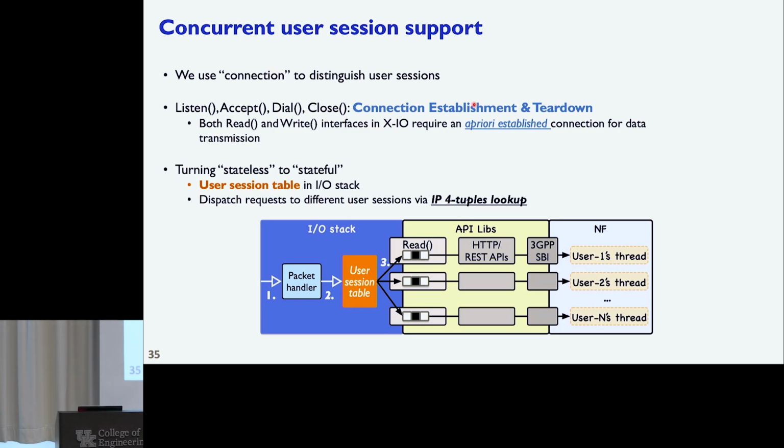Okay. So here is how we support concurrent user sessions in our 5G core by using a shared memory-based implementation. We use connections to distinguish different user sessions. Basically, you can consider each user session as a distinct connection. Before a pair of network functions can communicate with each other, they need to set up connections with each other by using the different API calls we provide.